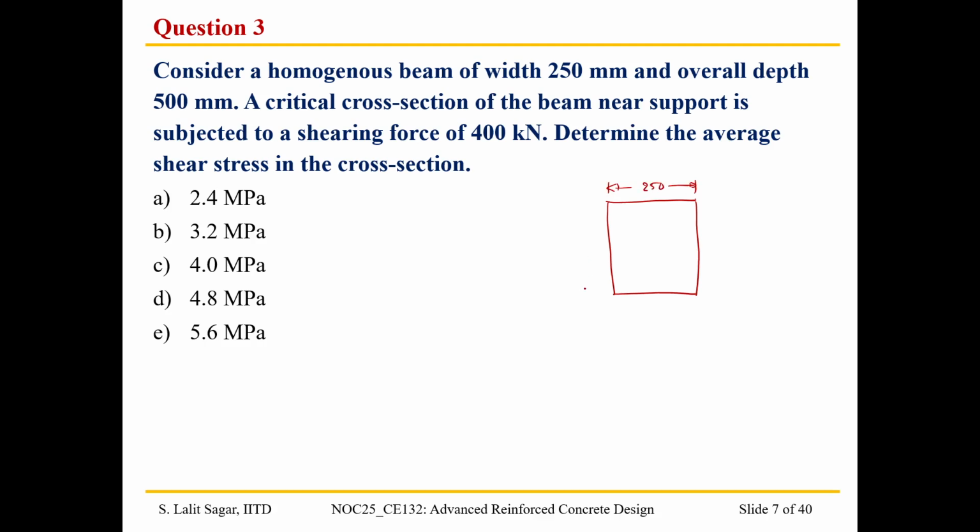For this rectangular cross section, the width is 250 mm and the overall depth is 500 mm. In order to calculate the average shear stress, I have considered it as a homogeneous beam. You can consider it as fully made up of concrete.